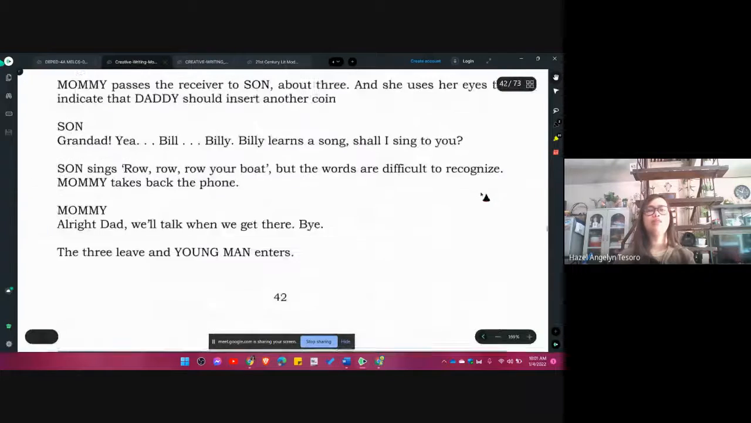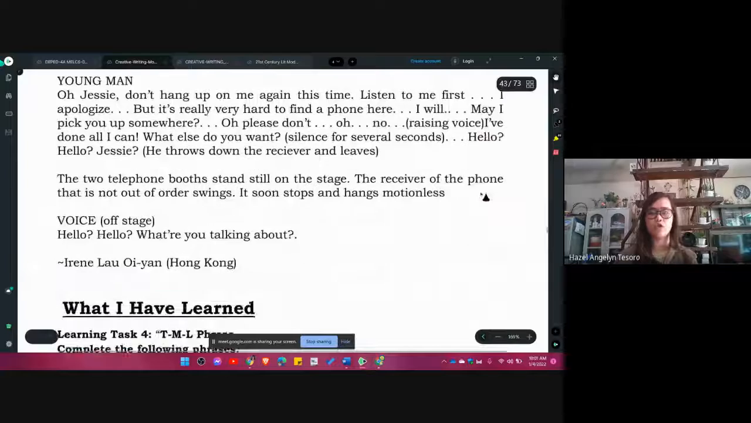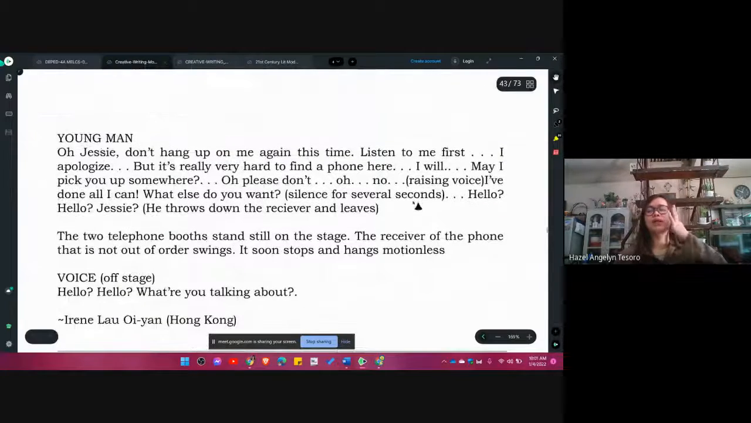So ayan. Mahaba siya, because play is technically a long genre, no, mahaba siya, but I think at least 500 words lang yata ang ni-require ko sa inyo because you're beginners, no? And not all of you have that experience of writing a play.